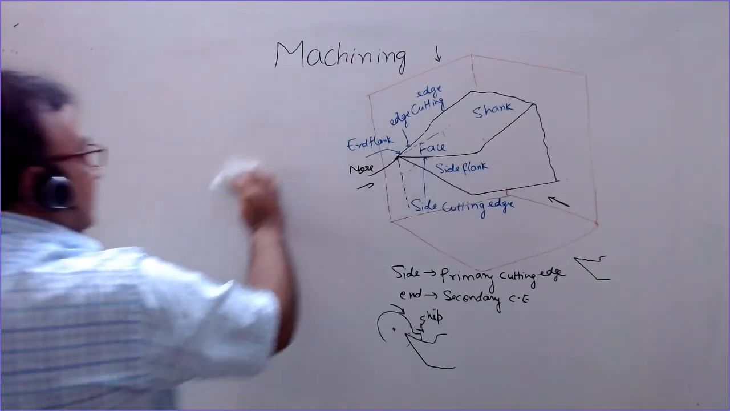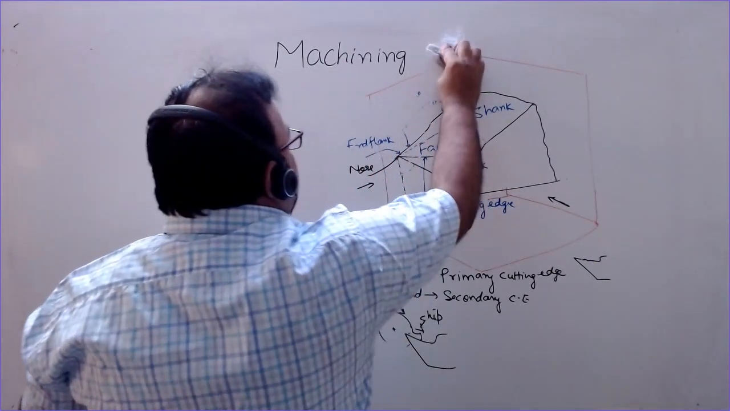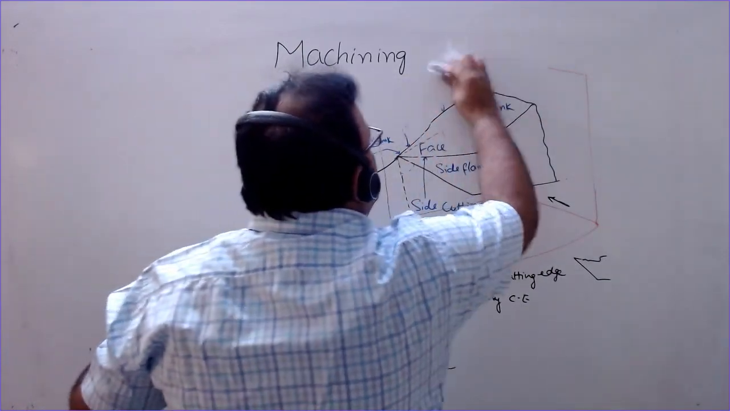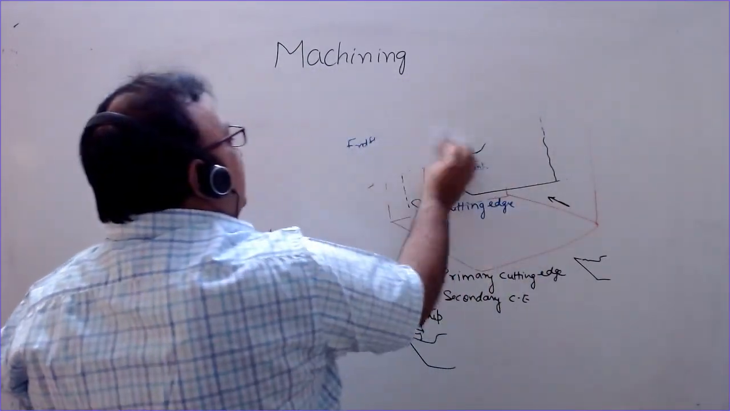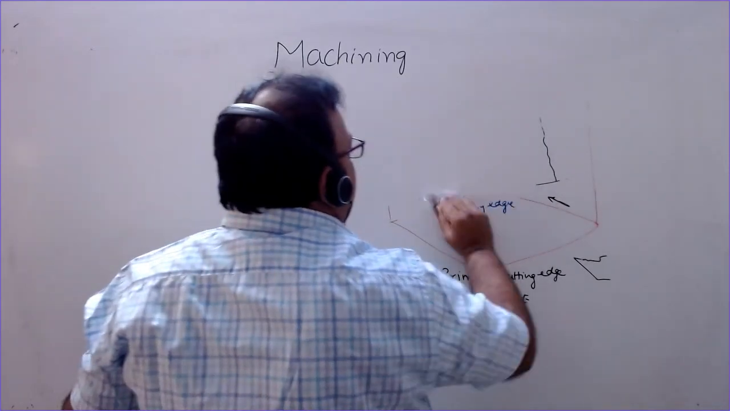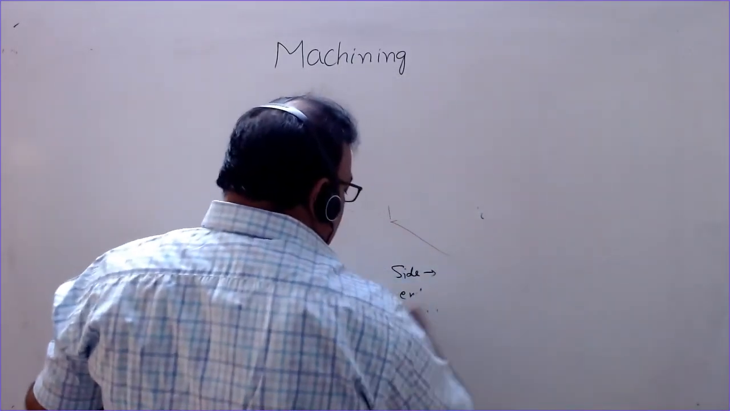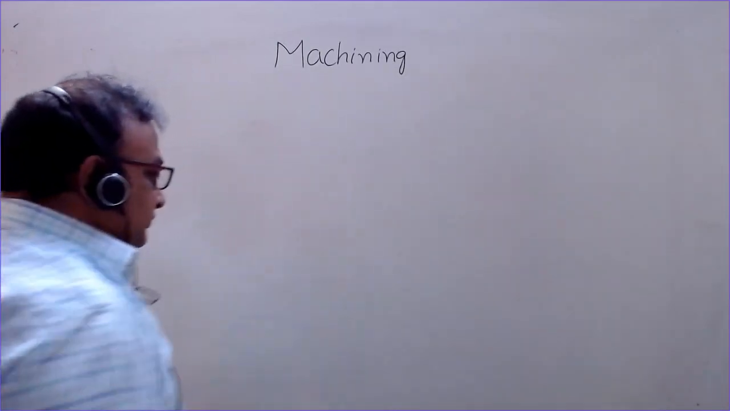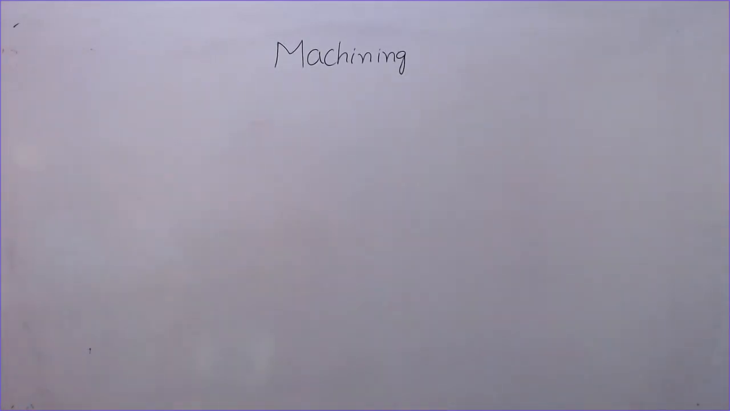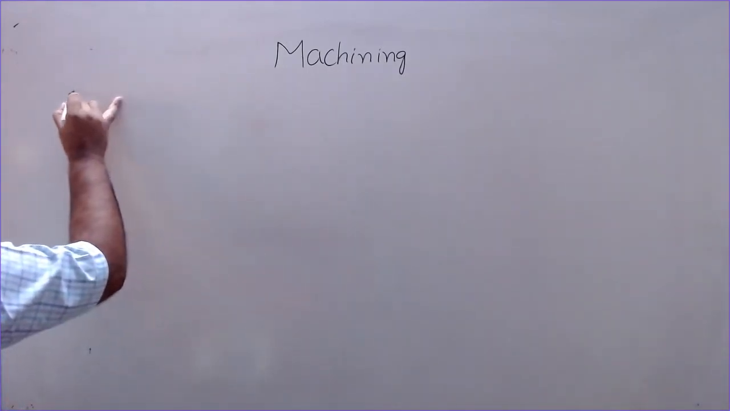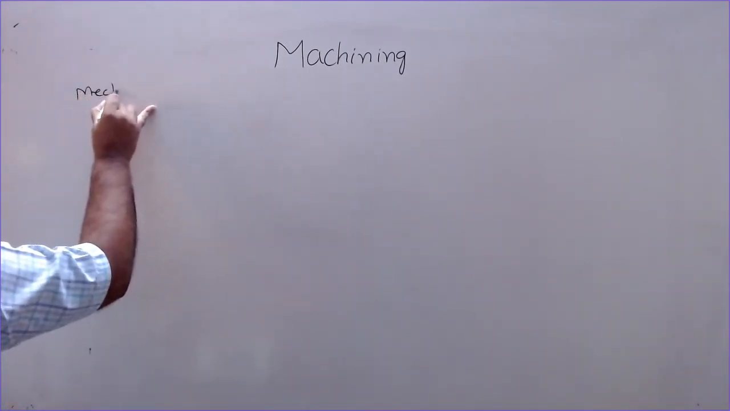Now before this, let us discuss how the material is removed. What is the mechanics of removal of the material? The mechanics of material removal is through shearing.